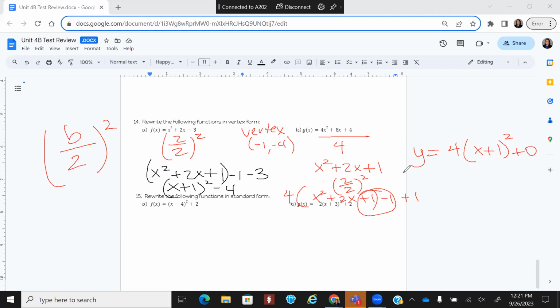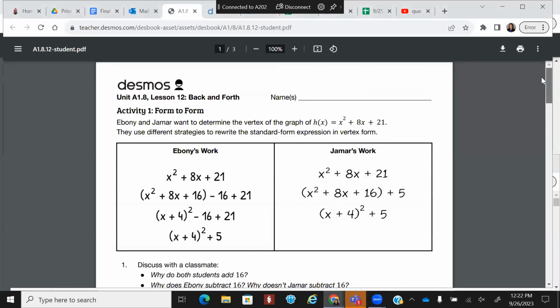So go ahead and go to your second packet. Well, first, on Ebony's work, this is where she added and subtracted that 16. Where she got 16 was b divided by 2, and then squaring. Okay, she wrote this out in vertex form. Vertex form allows us to identify the vertex easily. The vertex is -4, 5 from this equation.